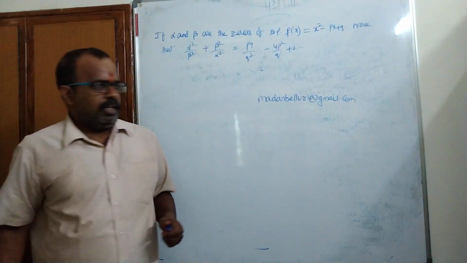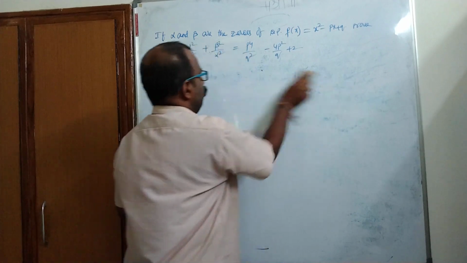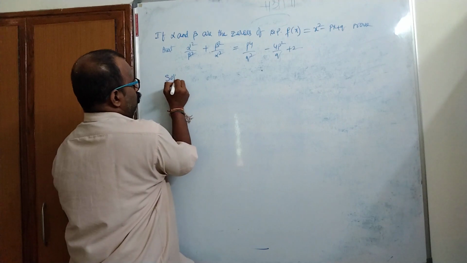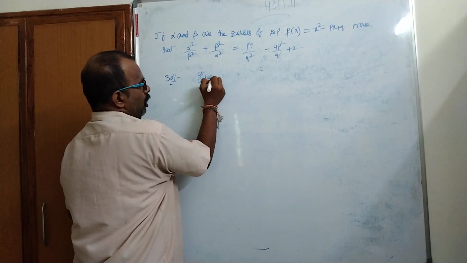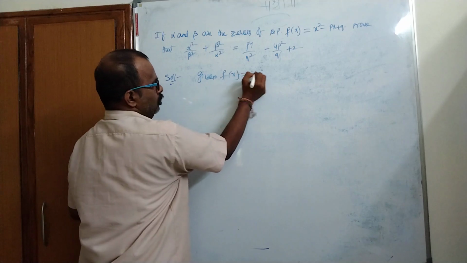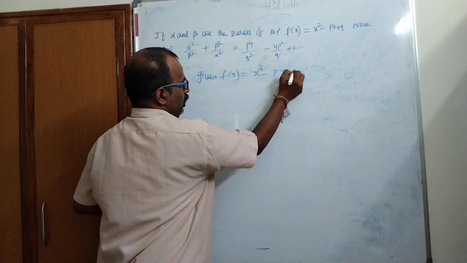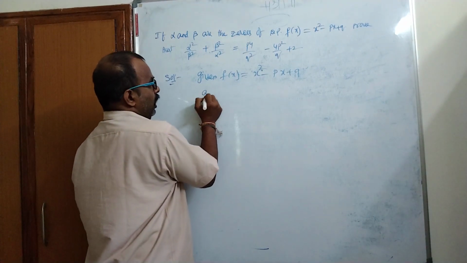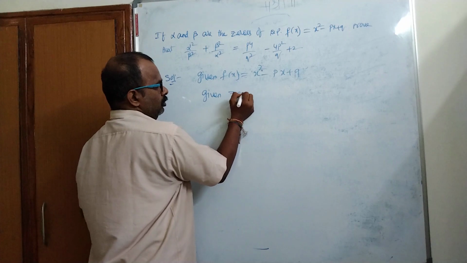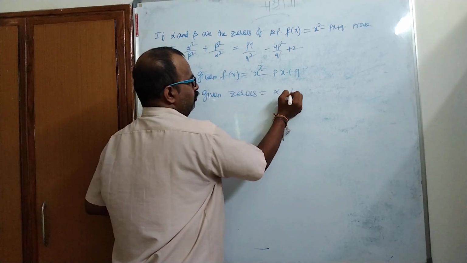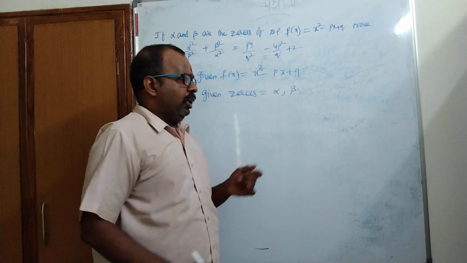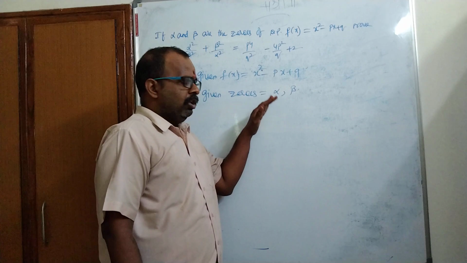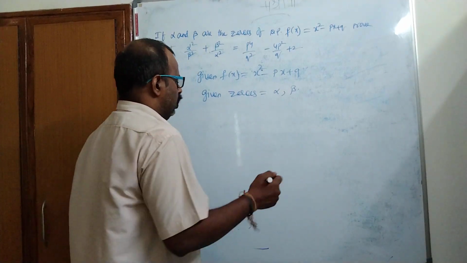So let us start the solution now. First, what is the polynomial given? Solution: given f of x is equal to x square minus px plus q, and the given zeros are alpha, beta. Already we discussed that whenever the zeros are written, the next step itself we have to write the sum of zeros and the product of zeros.